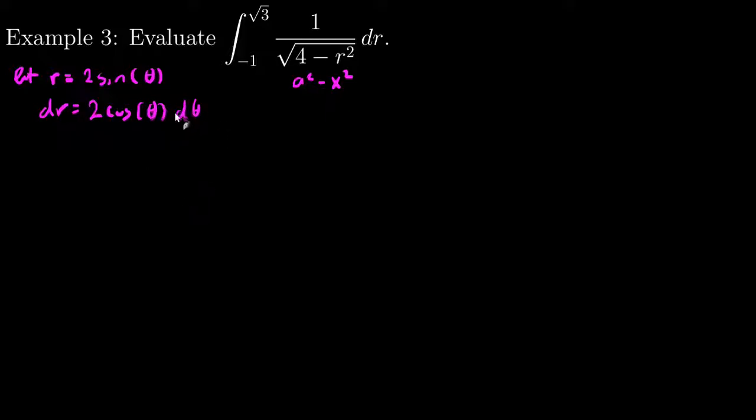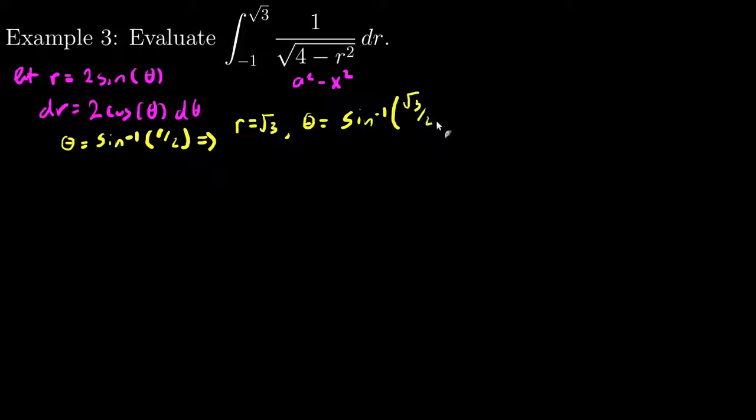And if I'm going to change things from r's into thetas, I may as well change the limits as well. So this is a little different order than we had before. I'm going to solve this by dividing by 2 and taking the arc sine, and I'll have theta is equal to the inverse sine of r divided by 2, which means that when r is root 3, theta is the inverse sine of root 3 over 2, and the inverse sine of root 3 over 2 is, of course, pi over 3.